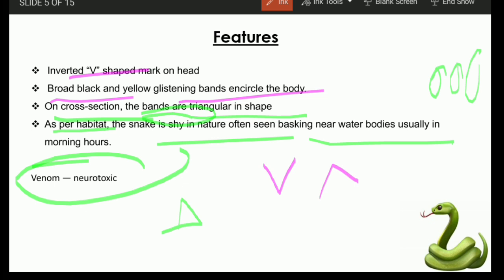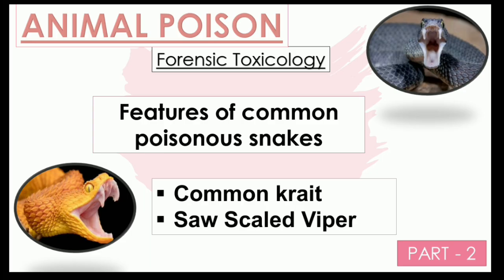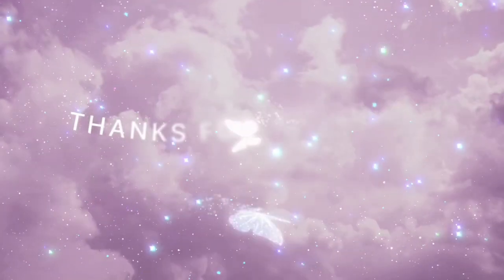In the upcoming lecture we will have a look at the common krait along with the saw-scaled viper, their distinguishing characteristics, and how poisonous they are for mankind.